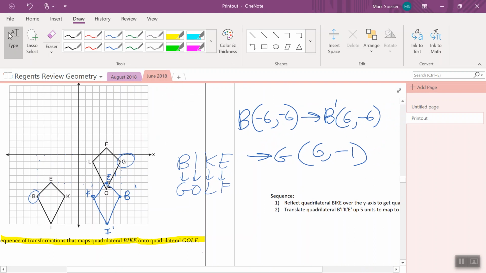So I redrew my new quadrilateral B prime, I prime, K prime, E prime, and then it moved, translated up to 6, -1, which is our G. Now we need to write our sequence.